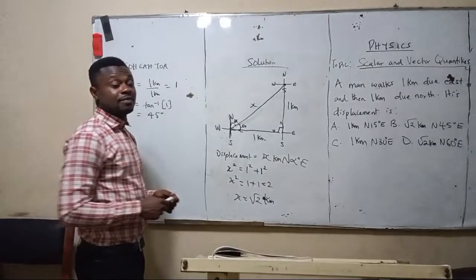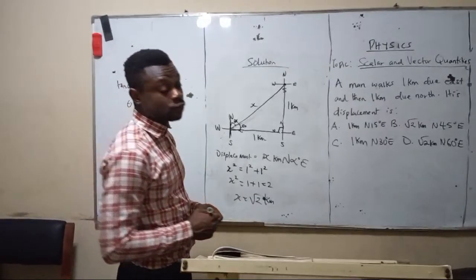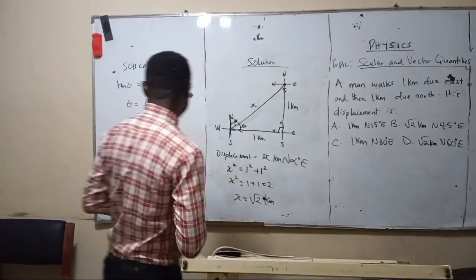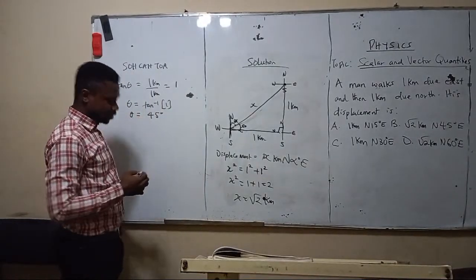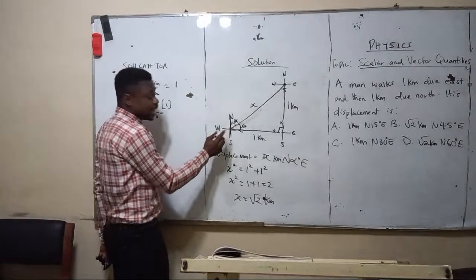That means tan 45 is what? 1. So theta is actually what? 45 degrees. Let's go back to the diagram.